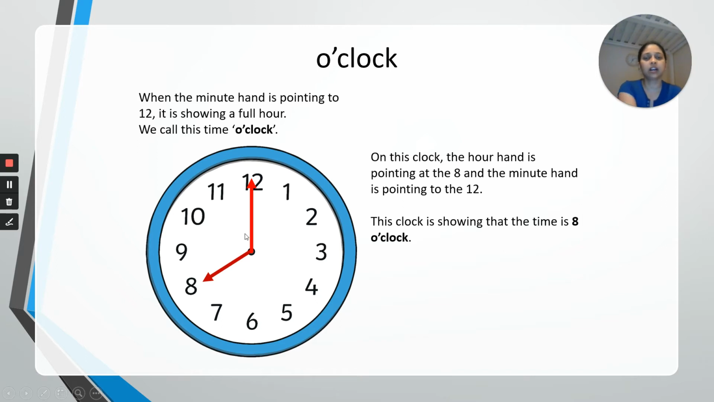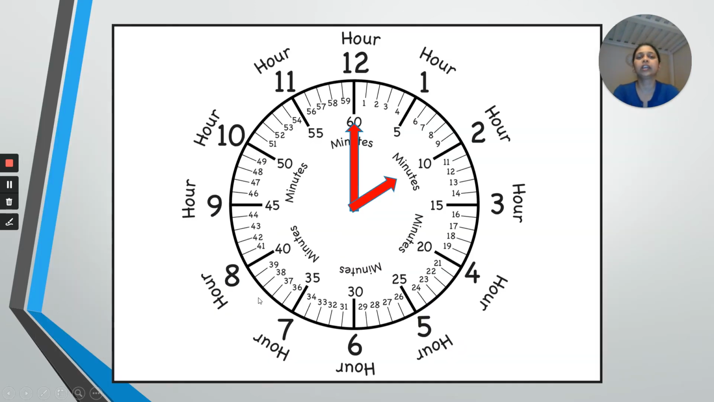Okay, we'll do a couple of more examples. Like I said, every time your minute hand is on the 12, it completes a whole hour, and your hour hand over here is on the 5, which is why it is 5 o'clock. Another one, 2 o'clock.